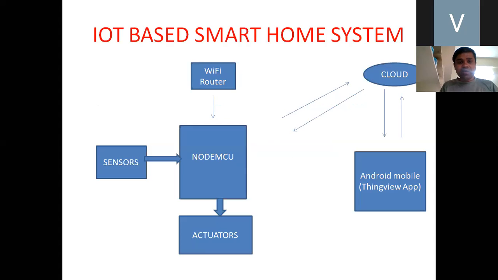Here we have connected different sensors to the NodeMCU. That may be the DHT11 sensor. DHT11 is nothing but a digital humidity and temperature sensor. It will give two readings: one is the temperature reading, and one is the humidity reading. And one more sensor we connected is the LDR sensor, light dependent resistor. It is used to measure the light intensity.